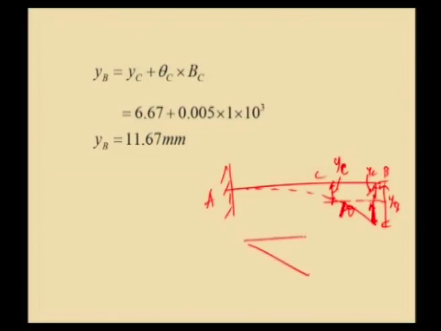Theta C multiplied by BC is nothing but this is theta C and this is length BC. So, slope multiplied by this will give you the chord length. So, with the r theta concept, we have the slope multiplied by the horizontal distance will give you the vertical intercept. So, theta C into BC, we have value Y C, we have already obtained theta C. Then multiply by the length BC, which is nothing but 1 meter, equal to 1000 mm. Therefore, we get deflection at the free end as 11.67 mm.